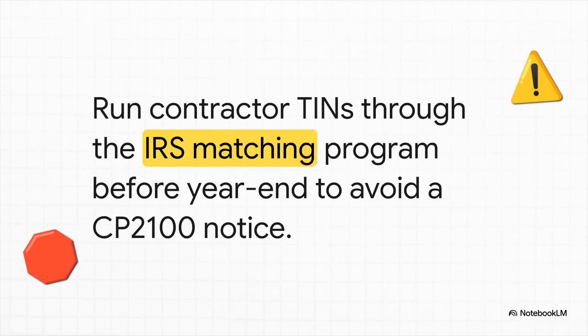To manage this, you need a running year-to-date tracker going throughout the year, updating it after every single AP payment cycle. Seriously, do not wait until January to try and compile these totals. It's a mess. Before year-end, you've got to run all contractor taxpayer identification numbers, or TINs, through the IRS TIN matching program. If you just guess and file with a mismatch, you are going to trigger a CP 2100 notice from the IRS. It's a huge headache, and it actually might force you to start enforcing that 24% backup withholding on all their future payments.